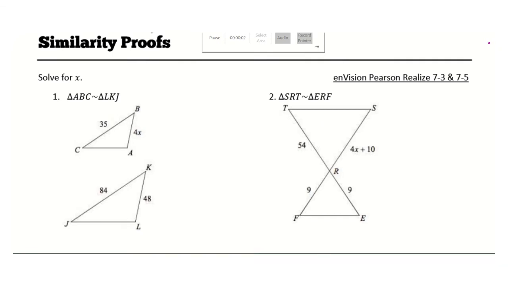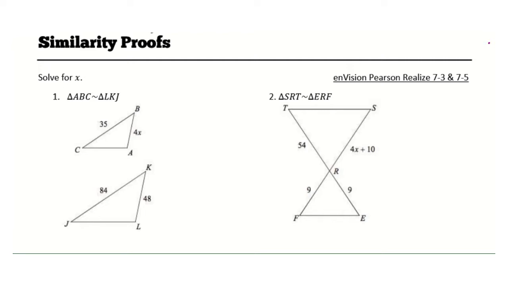Hey everybody, today we're going to do some more stuff with similarity and with proofs because that's what you have been asking for. So if we look at example 1, it says solve for x, and they give me a similarity statement. It says triangle ABC is similar to triangle LKJ.